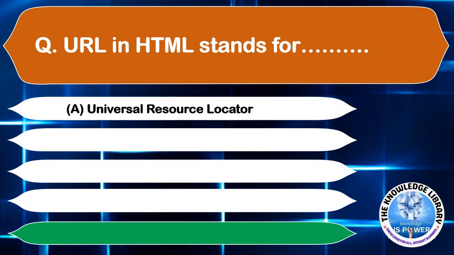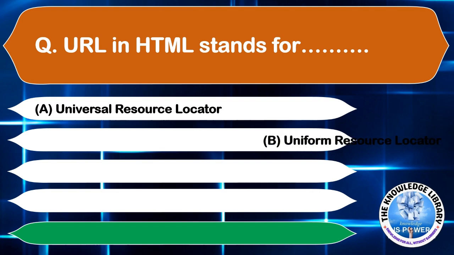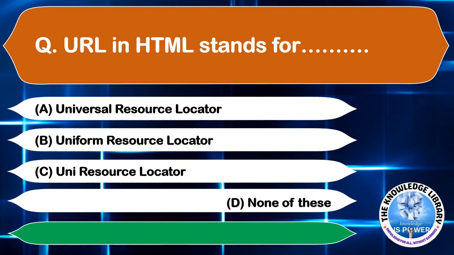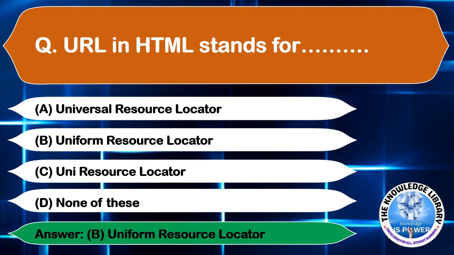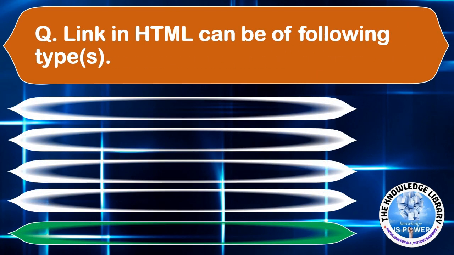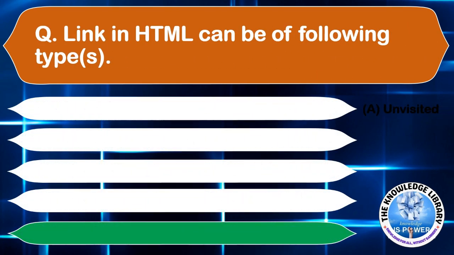The next question is, URL in HTML stands for option A, Universal Resource Locator. Option B, Uniform Resource Locator. Option C, Uni Resource Locator. Option D, none of these. The correct answer is option B, Uniform Resource Locator.